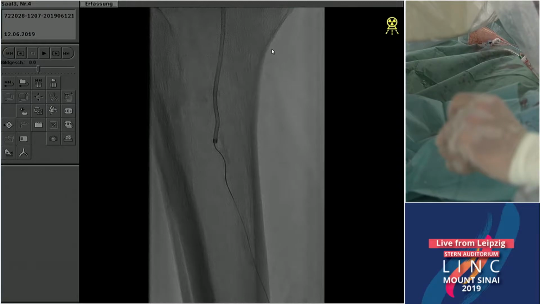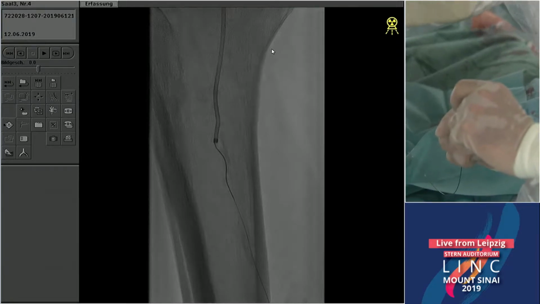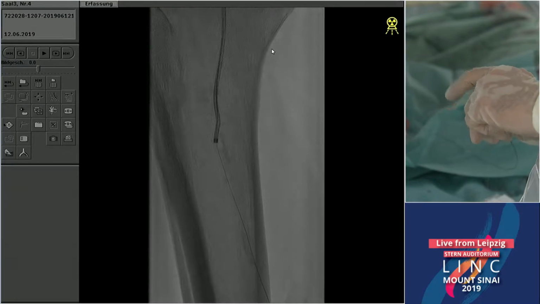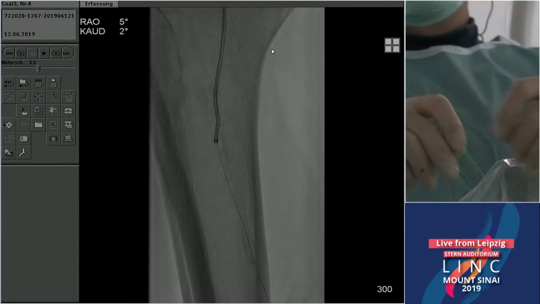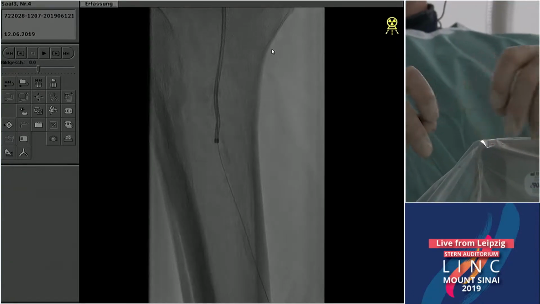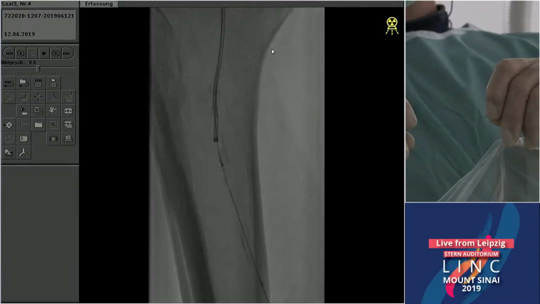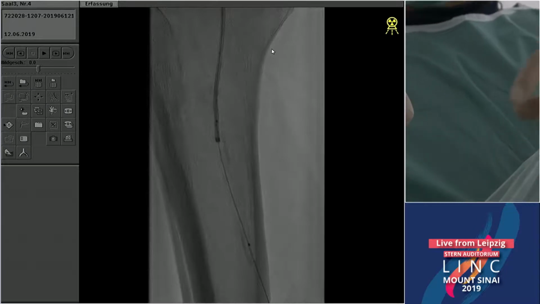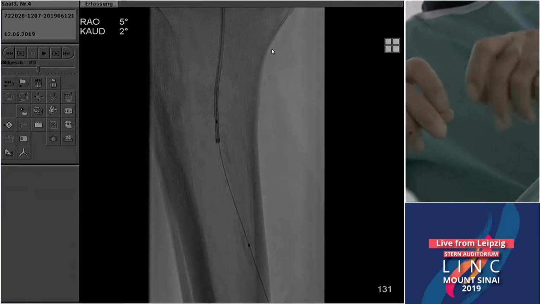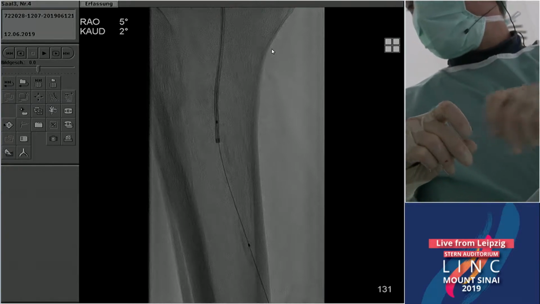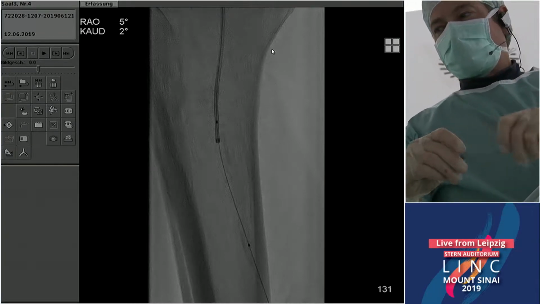Yeah. Right. Okay. Very nice. To make it more stable, maybe you can also push the support catheter here into the Judkins. Yeah. Okay. Now it's very easy to advance the wire. Okay. I think you can pull.